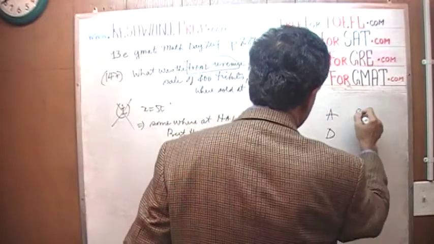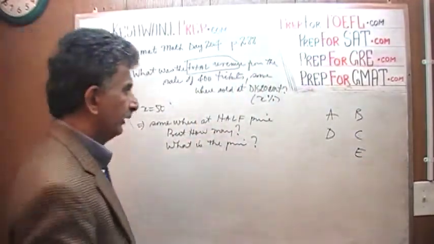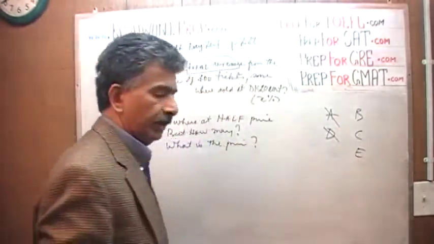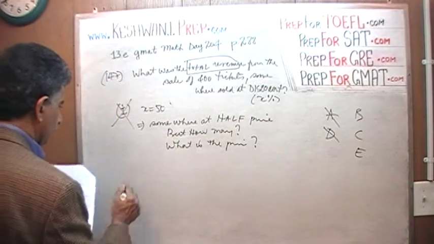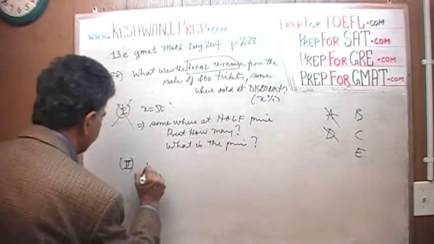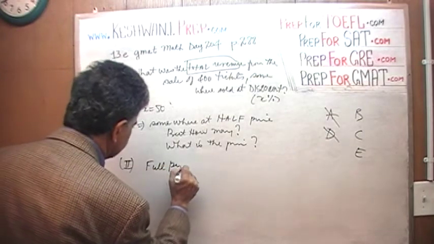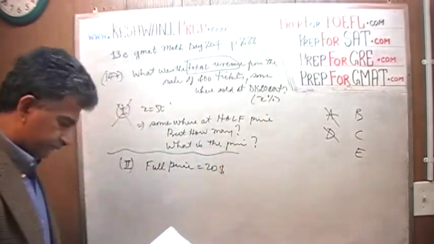A, D, B, C, E. Because the first statement turned out not to be enough, the answer cannot be A or D. It would have to be either B, C, or E. Let's look at the second statement. In the second statement, they tell us that the full price is $20. That's great. Full price is $20.